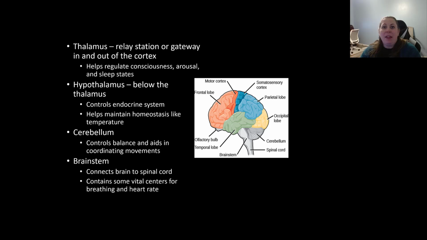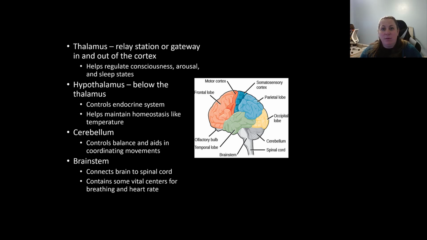coordination and your movement. The lowest part of the brain is called the brainstem. It actually connects the brain to the spinal cord, and the brainstem contains a lot of vital centers. These are the parts of the brain that are going to control things that you don't have conscious control of, like your breathing and your heart rate and your digestion, your swallowing, all those different things. Now you can adjust them to a degree, but these areas have those vital centers that are required.